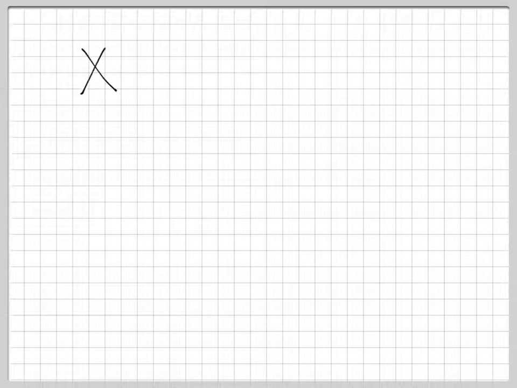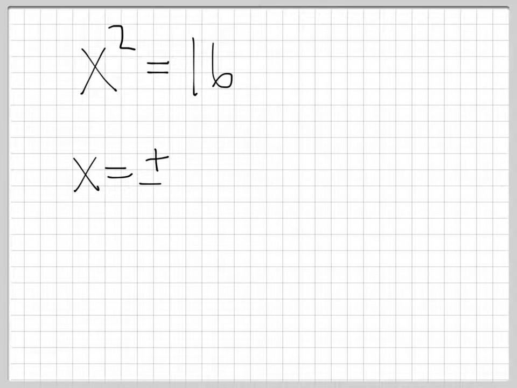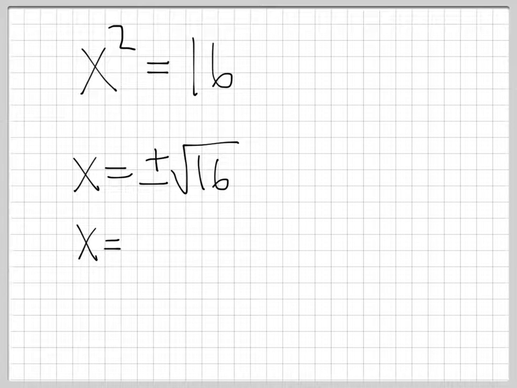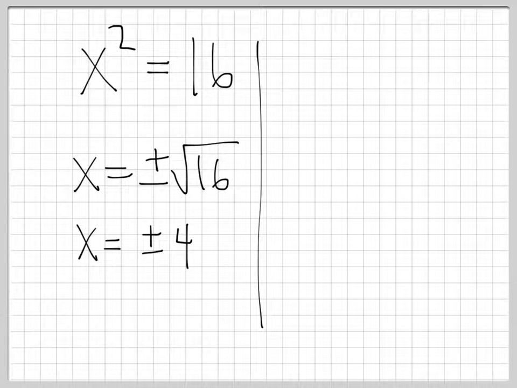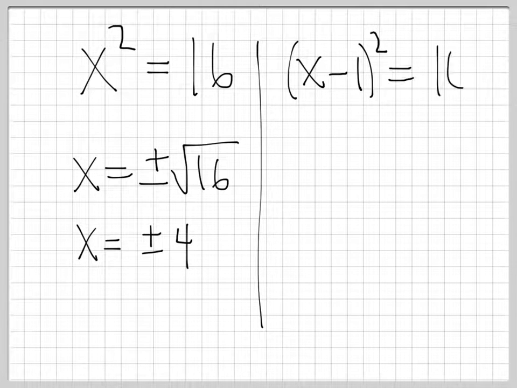Suppose I told you x squared equals 16. We know x equals plus or minus the square root of 16. And that means x equals plus or minus 4. And let's apply that to something more complicated. Suppose I told you (x minus 1) squared was 16. Now, look, instead of an x, we now have an x minus 1.